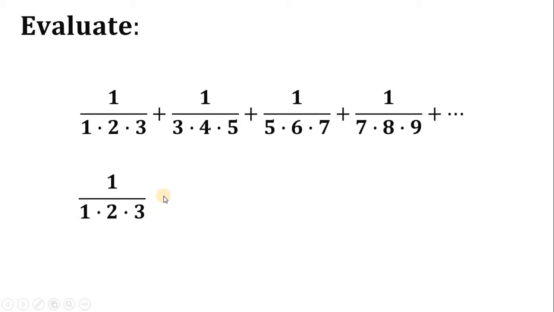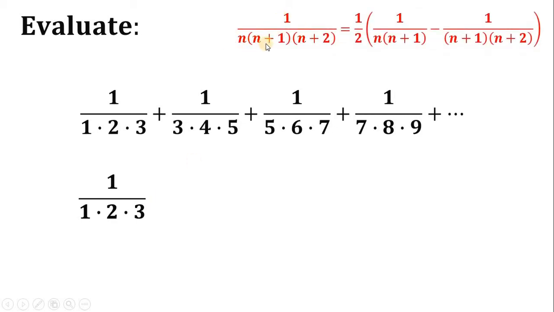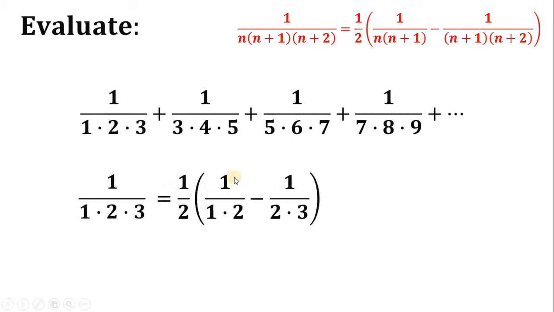This reminds me of the identity that says that if we have 1 over n times n plus 1 times n plus 2, we have consecutive integers on the denominator. This is equivalent to just 1/2 multiplied by 1 over n times n plus 1 minus 1 over n plus 1 times n plus 2. So using this identity, we can say that 1 over 1 times 2 times 3 can be written as 1/2 multiplied by 1 over 1 times 2 minus 1 over 2 times 3.